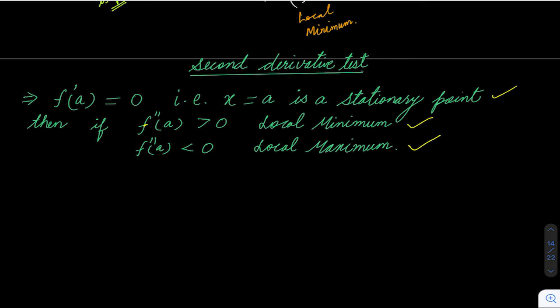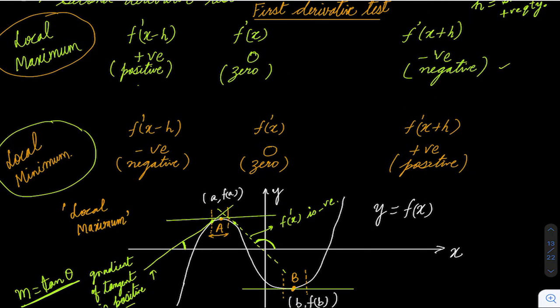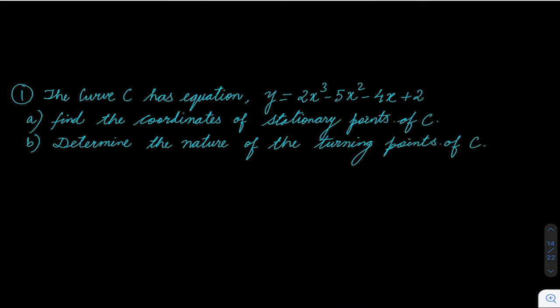Now there might be cases where f double dash a is 0. Actually I haven't written it, but there might be a case where f double dash a is 0. Then we say this second derivative test is inconclusive. So using the second derivative test, we can't differentiate whether it's local maxima, local minima, or what. In that case, we have to go for the first derivative test. Okay, we will see one example and try to understand how to use these two tests.